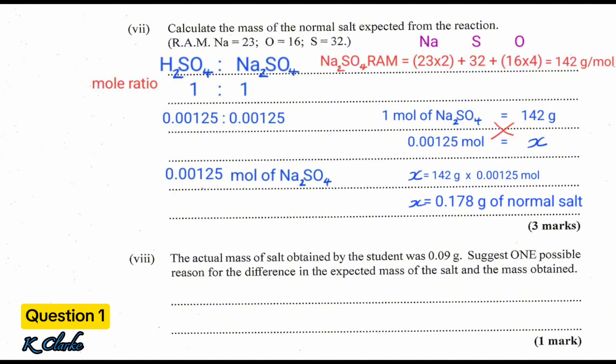Part 8. The actual mass of salt obtained by the student was 0.09 gram. Suggest one possible reason for the difference in the expected mass of the salt and the mass obtained. A reason is loss of mass during transfer of salt from one container to another, or impurities in the reagents.